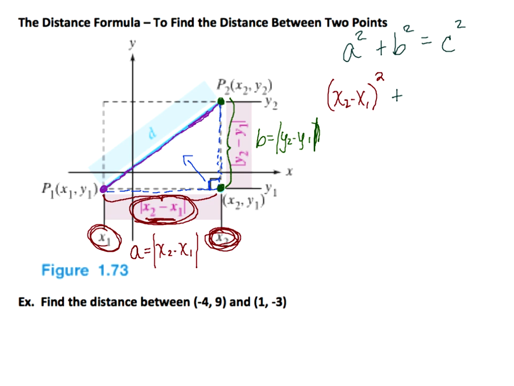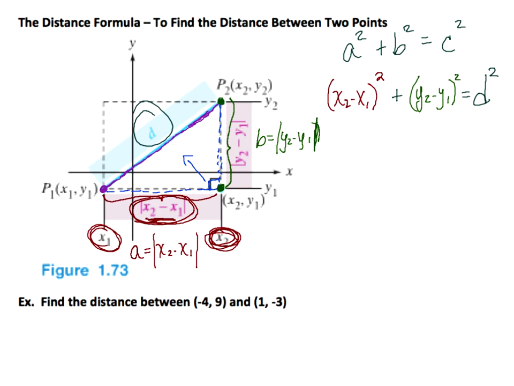And then I would add side B in. And side B is my vertical difference, so y2 minus y1 squared. And that equals c squared. Well, I don't know what this c is. That's what I'm trying to figure out. And we actually call it d when we're talking about distance. So all of that's going to equal d squared.